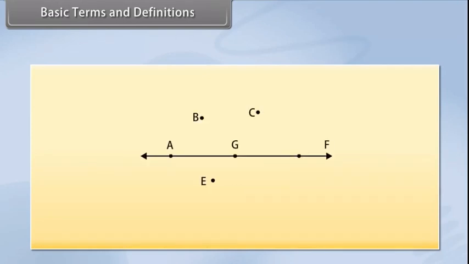We also know that if 3 or more points lie on the same line, they are called collinear points. Here, A, G, F are called collinear points. And points B, C, and E are called non-collinear points.